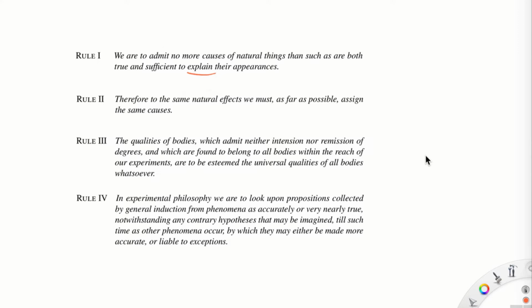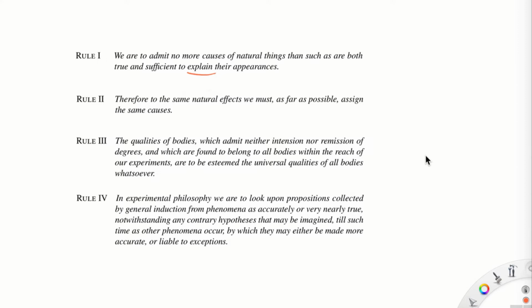This one is a little bit longer. He mentions, and I'll explain the terms here, I'll first read it and then explain the terms. He says, the qualities of bodies, which admit neither intension nor remission of degrees, and which are found to belong to all bodies within the reach of our experiments, are to be esteemed the universal qualities of all bodies whatsoever.